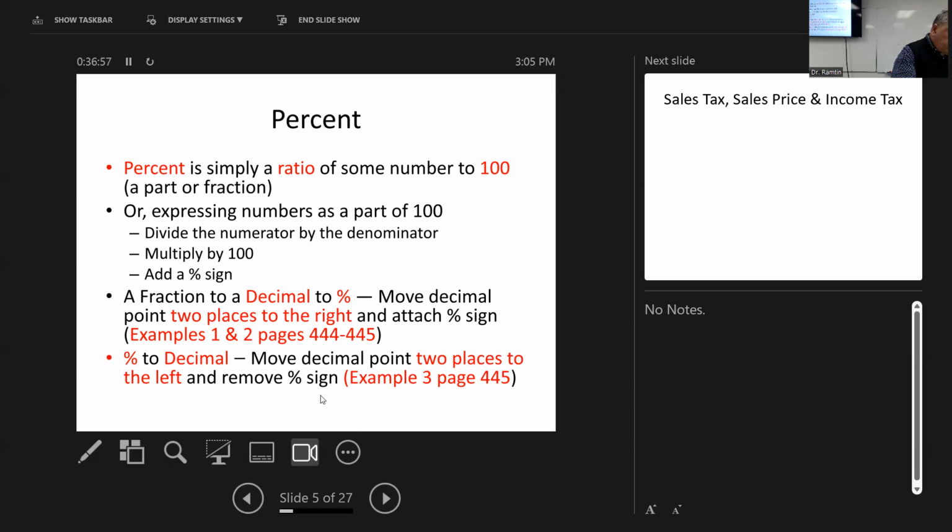All right. You do the same thing if you have 180%. You move the decimal from right to left 2 places. So 180% is the same as 1.80. You're actually dividing by 100. That's what you're doing.